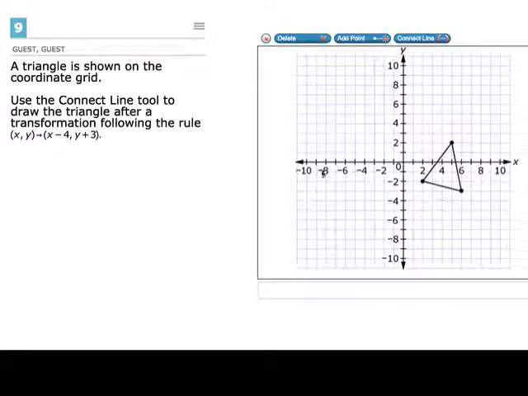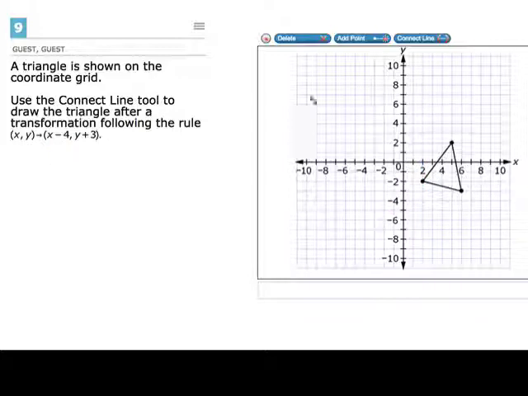The triangle is shown on the coordinate grid. Use the connect line tool to draw the triangle after transforming following the rule. This one you probably haven't gone over yet, but it's extremely simple. What am I doing with all the x's? All the x's are -4. So here is my x. What x value is it? It's 2. So I know it's going to do -4. 1, 2, 3, 4. Okay, all my x's are -4.